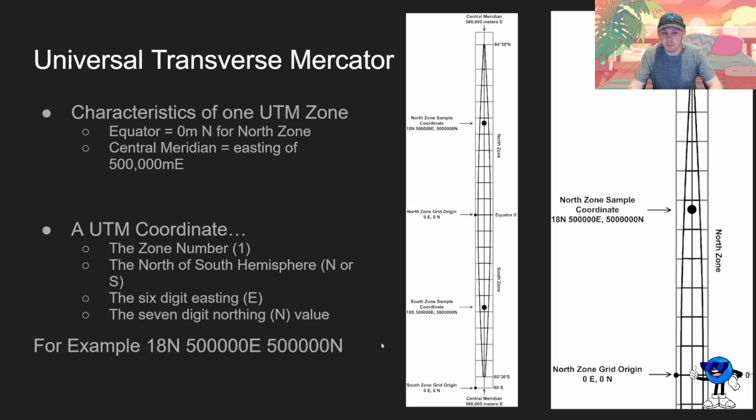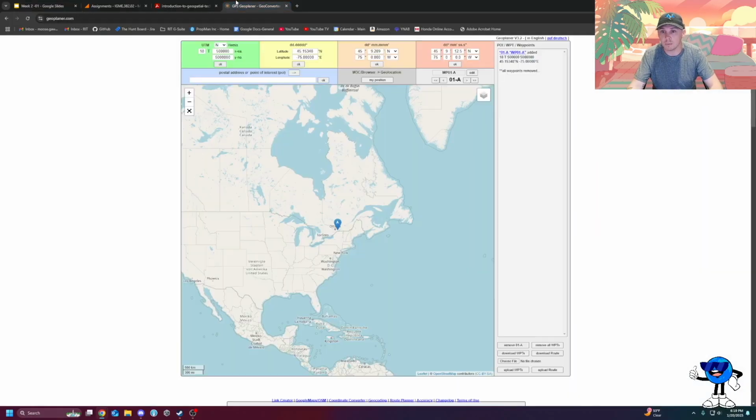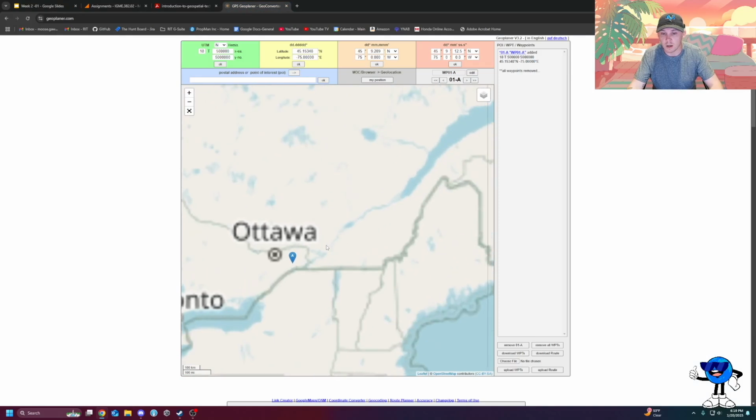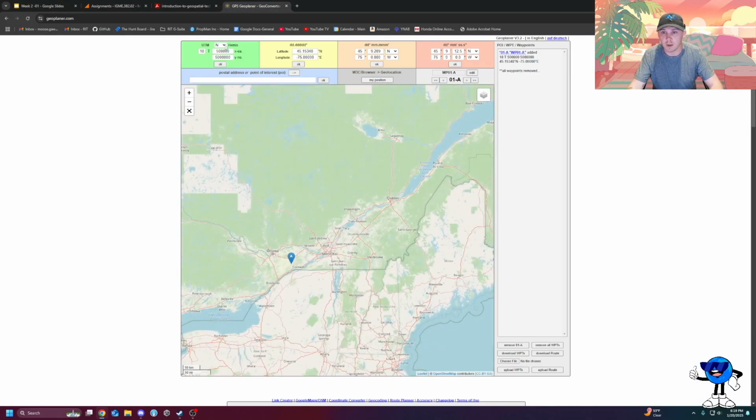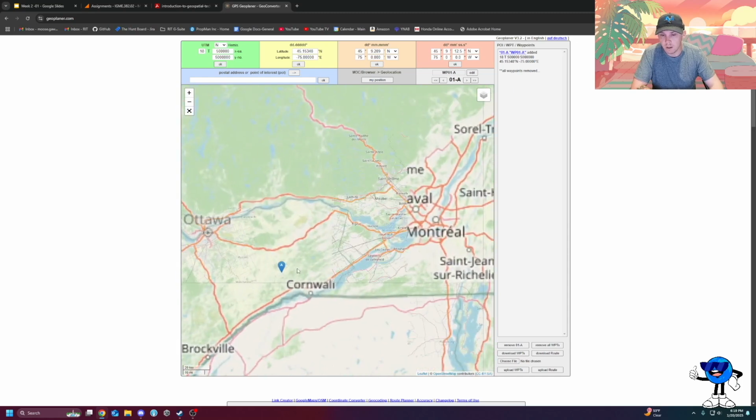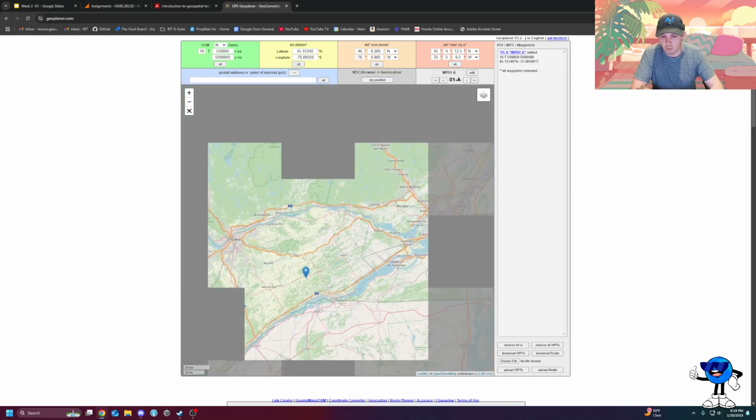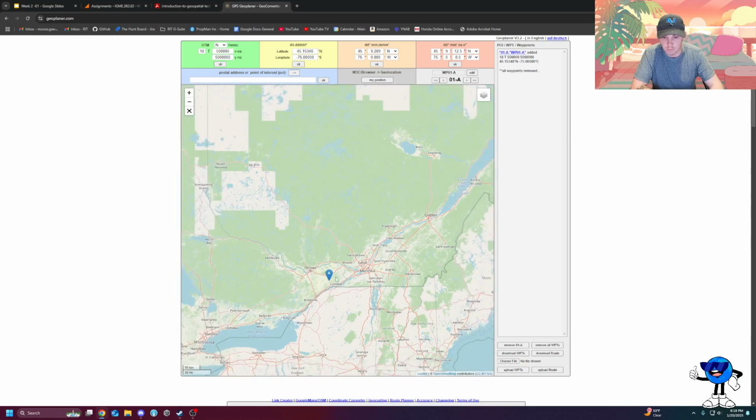Here's an example, and then we can actually see what it would look like in an actual zone. I actually have a zone pulled up that we can take a look at. As you can see, I have the North Hemisphere followed by zone 18, and then the 500,000 for the East, and the 5 million for the North. And it is just outside of Cornwall. I believe that is in Canada. Yeah, Cornwall, Canada.